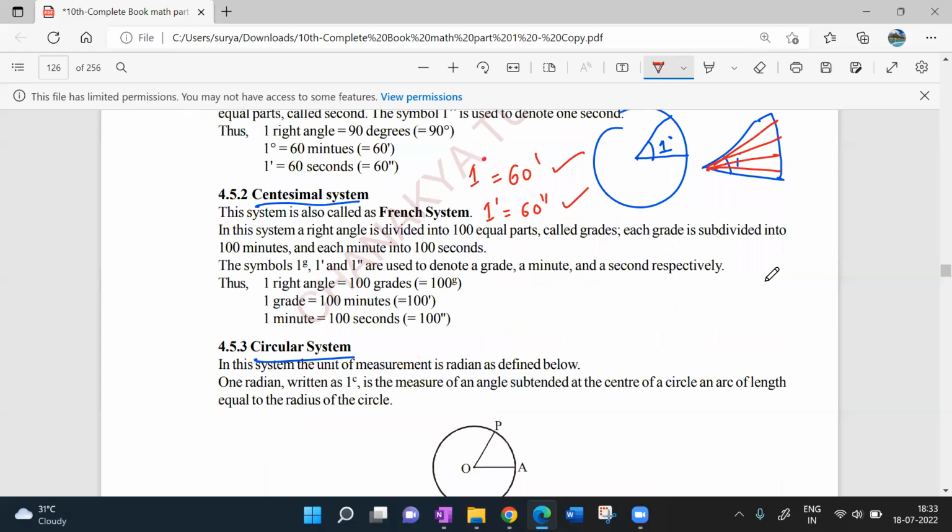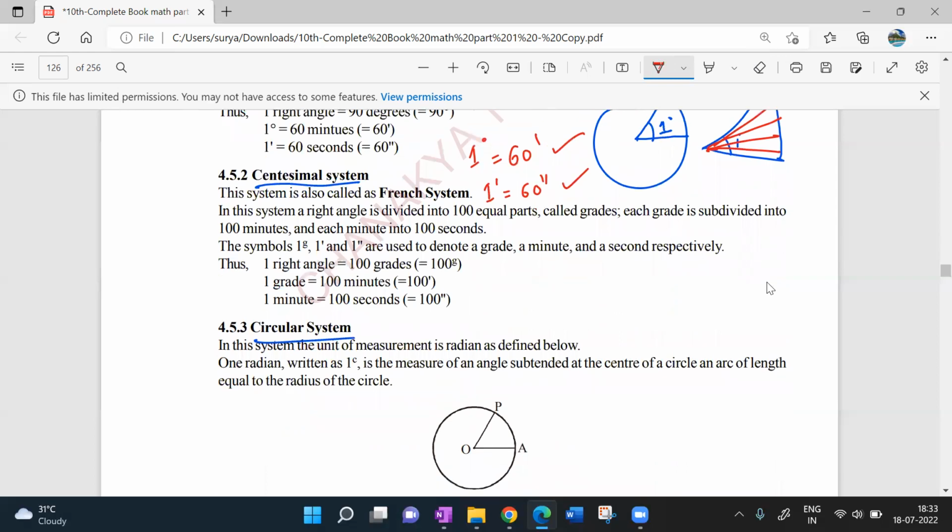Next, the centesimal system. In place of 1, we can take any number. Take 2 degrees: 2 degrees is nothing but 120 minutes. Then 1 minute is 60 seconds, so 2 minutes is 120 seconds. Yes, any number you can take there. That is the basic thing.